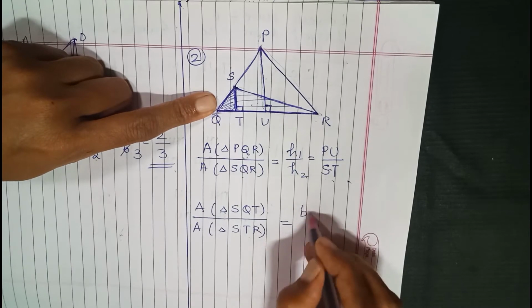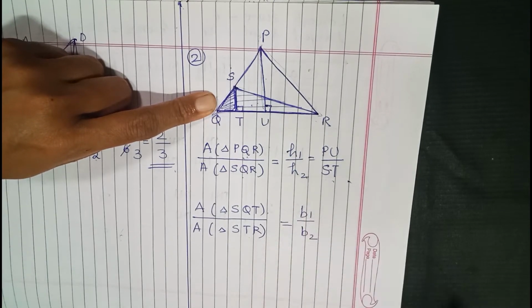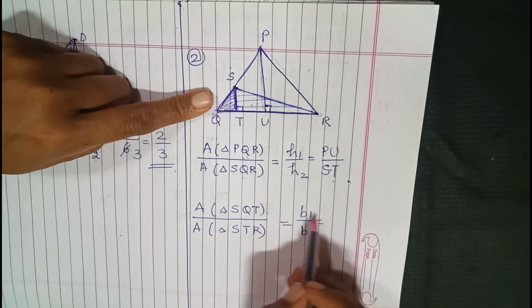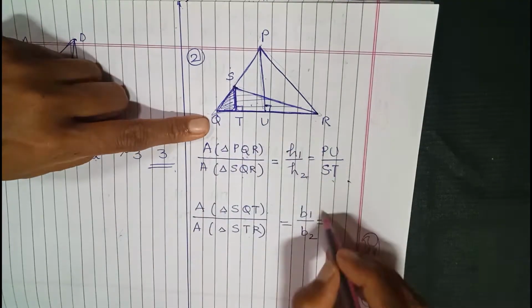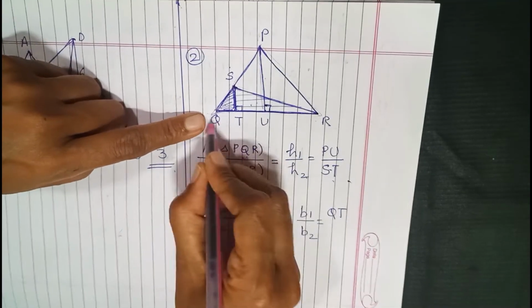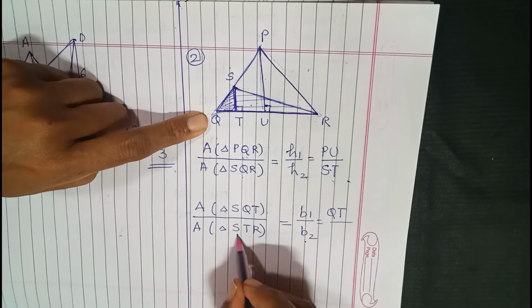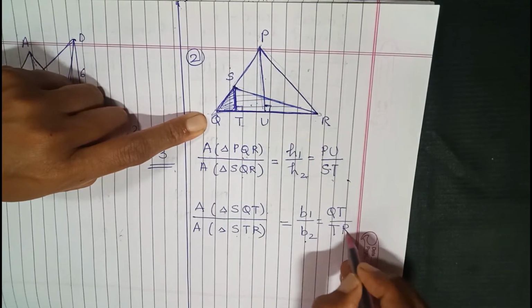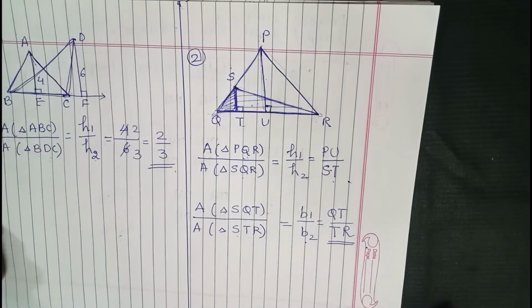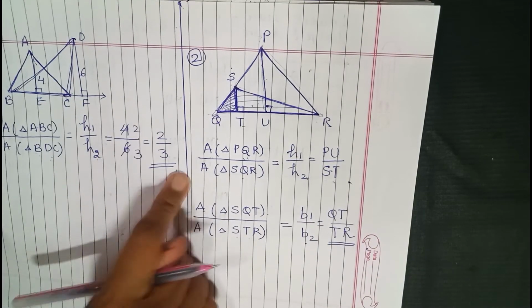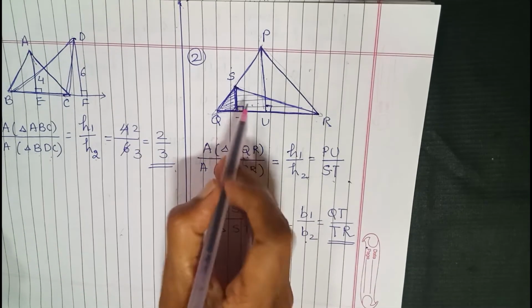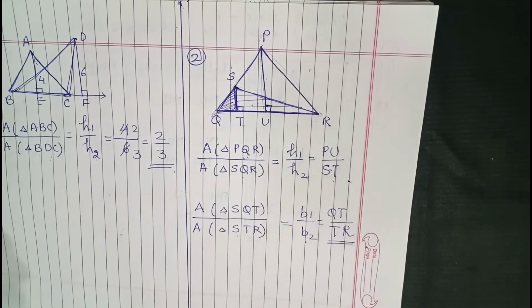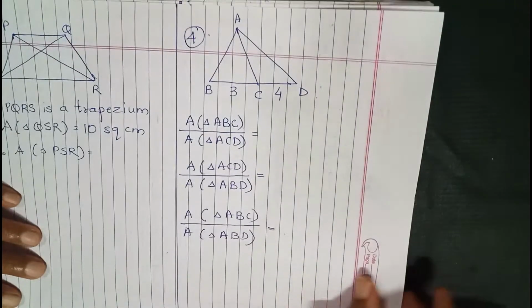So the formula that we will be using here is B1 upon B2. B1 is the base of this triangle, which is QT. Next, B2 is the base of the triangle STR, which is nothing but TR. So this is how we get our answers. If values are given, we substitute the value and solve. If values are not given, we write the names of the side that is given to us. Let's go to another one.